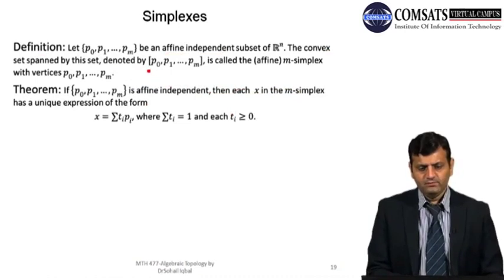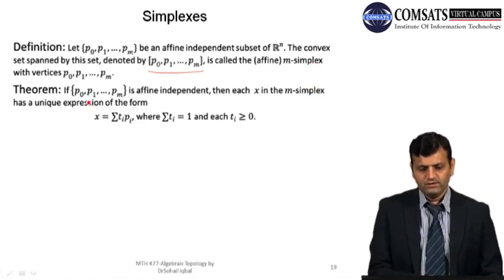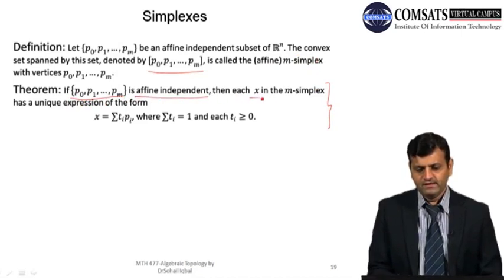So let P0 up to Pm be an affine independent subset of Rn. The convex set spanned by this set, denoted by square brackets P0 up to Pm, is called the affine m-simplex with vertices P0, P1 up to Pm. Observe that there is a difference between this definition and the definition of the affine set spanned by these points. So what's the difference? This theorem will clear up the differences. If we have a collection of points that are affinely independent, then each x in the m-simplex has a unique expression of the form.